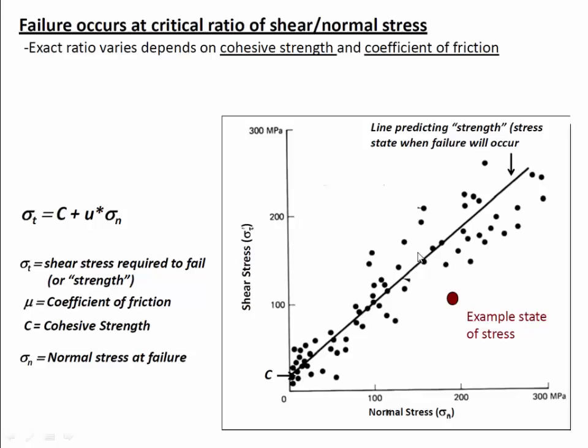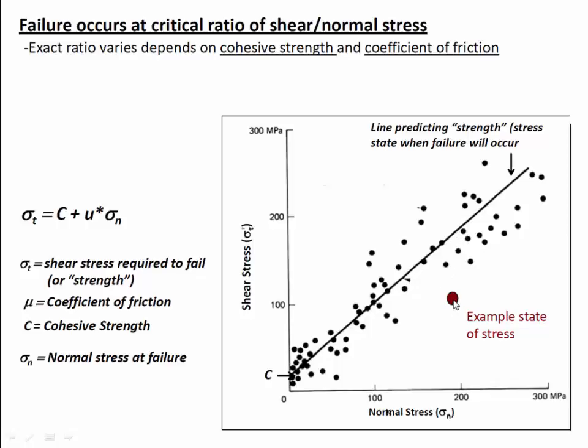So what does this mean? It means that if you're at some state of stress over here, so a given normal stress, roughly 200 megapascals, and some other shear stress, roughly 100, this is the state of stress acting on a given material at a given time. And as long as you're below the Coulomb failure line, then the material is not going to break or slide, okay? But if you increase shear stress relative to normal stress, then the material is going to break or slide.